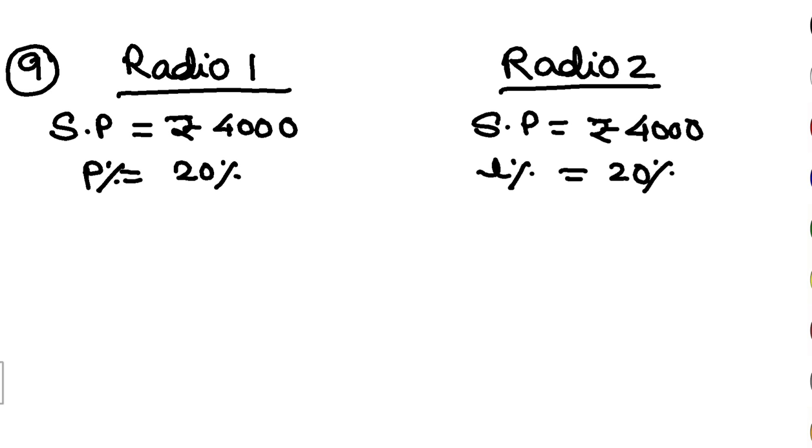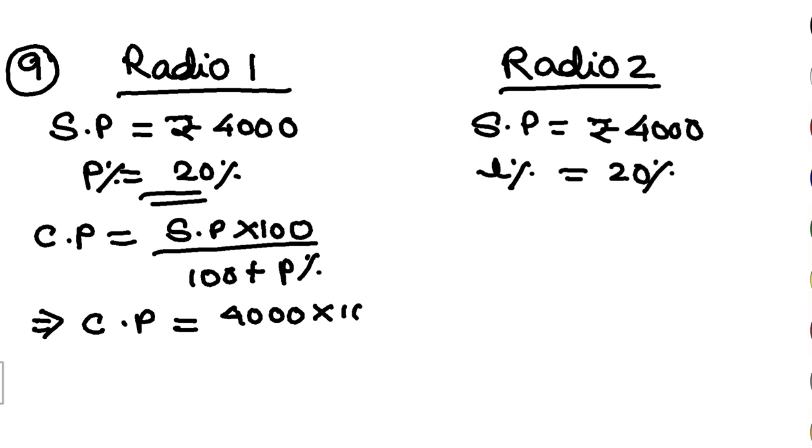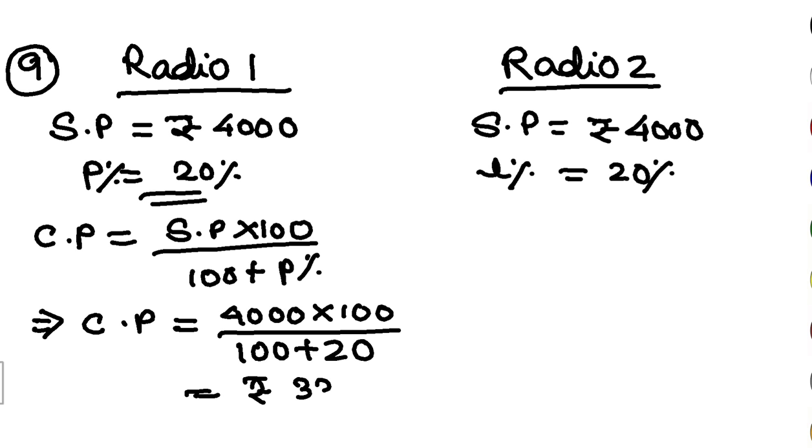Alright, so we know this formula for CP. CP is SP into 100 by, there is a profit over here, so 100 plus profit percentage. My CP we don't know, SP is 4,000. So 4,000 into 100 by 100 plus 20, so 120. You can calculate this part and you will get rupees 3333.33. This is the CP of the first radio.